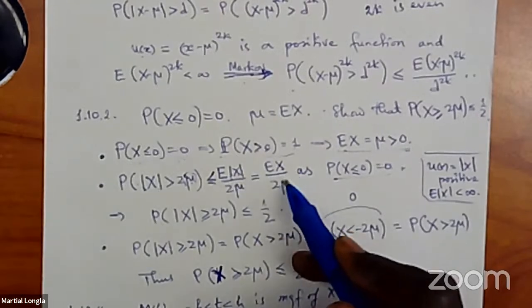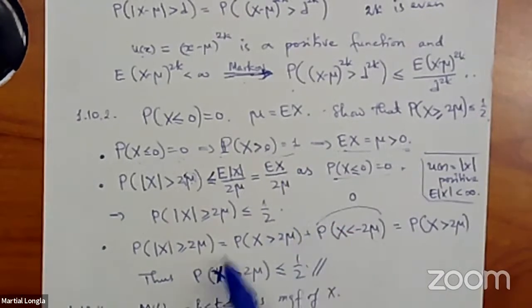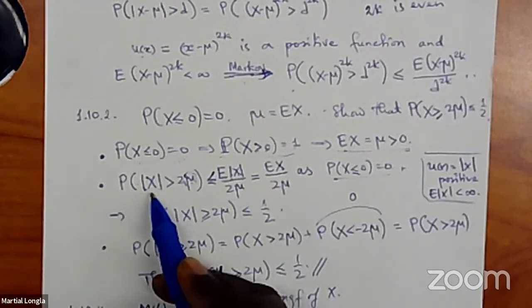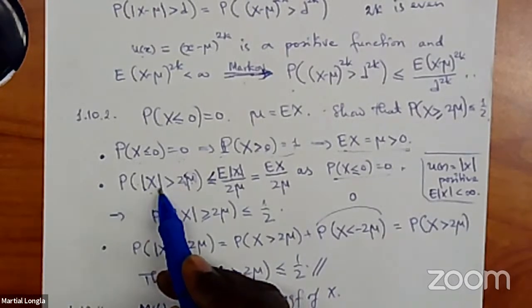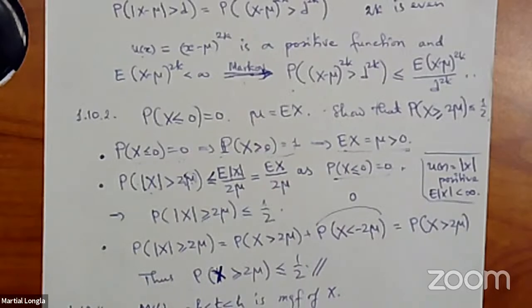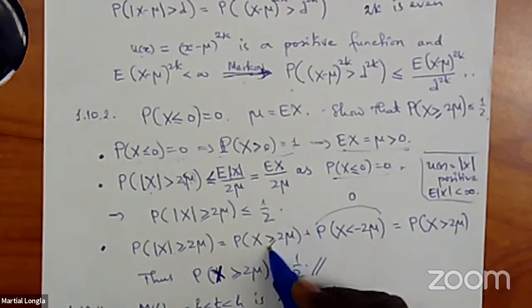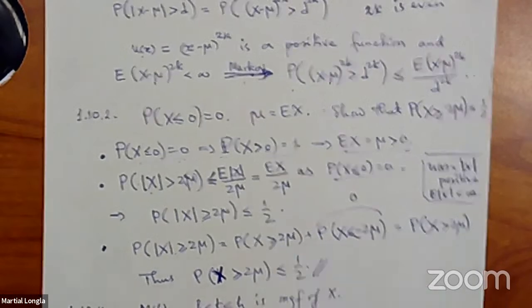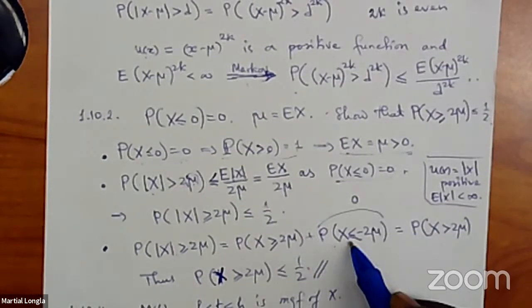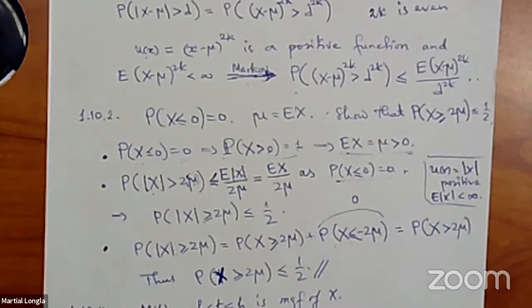Therefore, it's mu over 2 mu, which is 1/2. But I was dealing here with absolute value, but what I need is just x larger than 2 mu, right? So I need to take care of that now. The probability that absolute value of x is larger than 2 mu is the probability that x is larger than 2 mu plus probability that x is less than -2 mu, right?